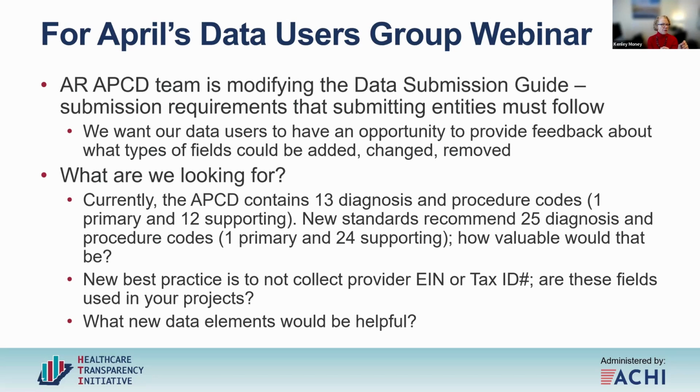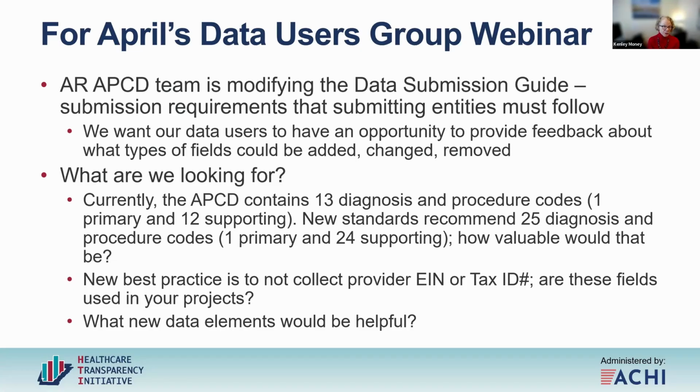There's a primary for each diagnosis and procedure, and there are 12 supplementary. But the new standard is 25. There's the primary and 24 supplemental for diagnosis and procedure. New APCDs that utilize the new common data layout get all of them, the 24. So our question to you, which you do not have to answer now unless you want, would be: are the additional 12 beneficial? How valuable would they be?